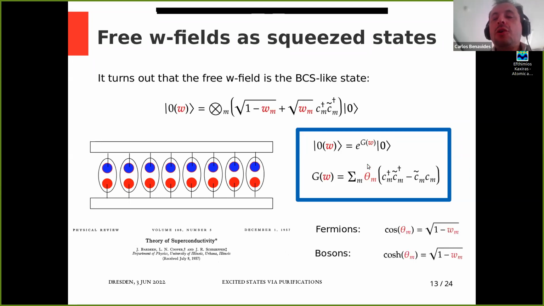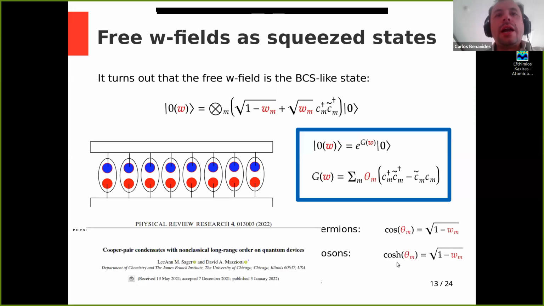So it's not important to enter into the whole details of this guy here. But the point is this is completely general for fermions or bosons. The only difference is that this is the connection between the theta, this theta guy here, and W: for fermions and for bosons, cosine and cosine hyperbolic. Now I'm going to continue only working with fermions. And now the second cool idea is that this state can also be prepared in a quantum computer. So recently, Sager and Mazziotti prepared a real Cooper BCS state, in the sense that this is resembling the Cooper pairing in a quantum computer. So in a quantum device, you can also implement this.